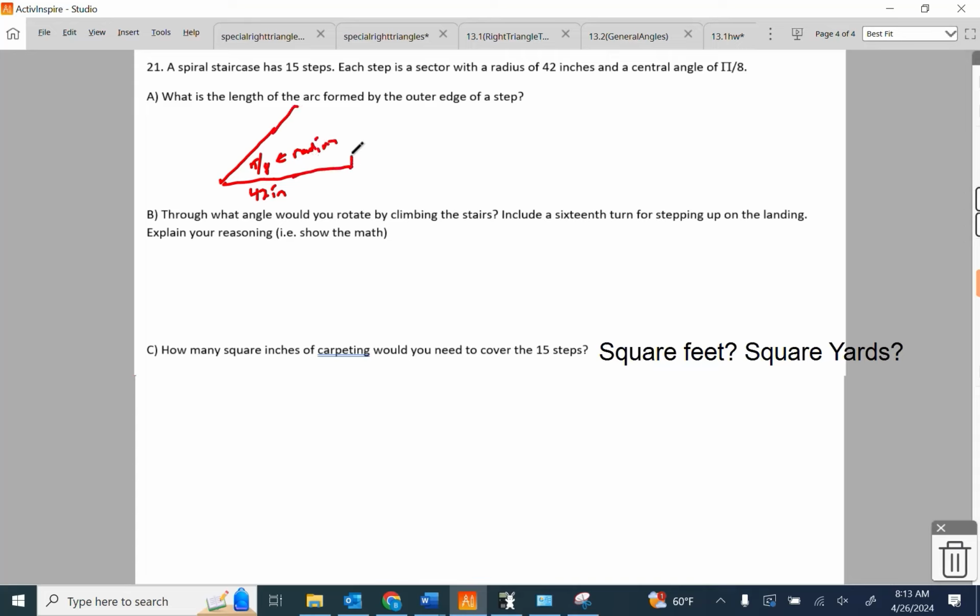Anyways, this is what it looks like. You're supposed to draw it. You should be drawing it. And what is the length of the arc formed by the outer edge of the step? So the length here is simply going to be r theta. The radius is 42. The angle is pi over 8. And if we do some reduction here, we'd have 21 over 4. So 21 pi over 4 inches.